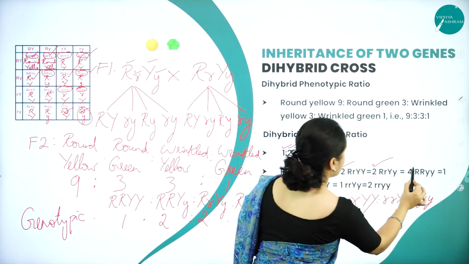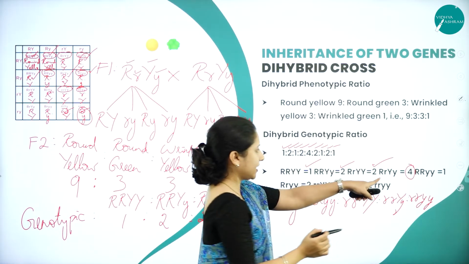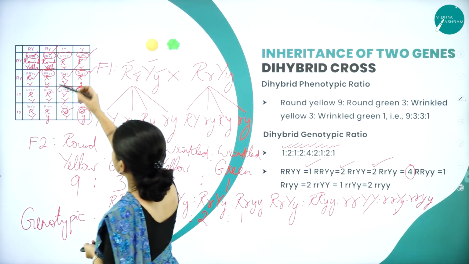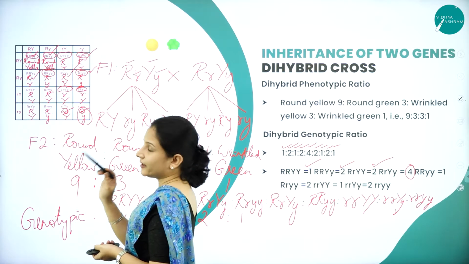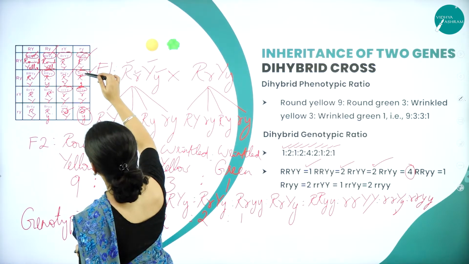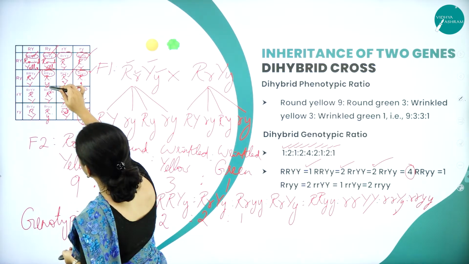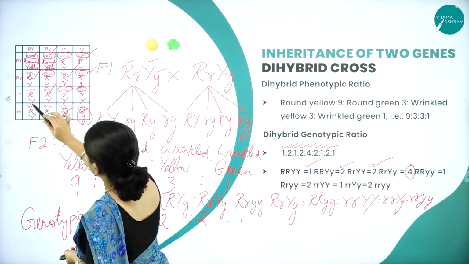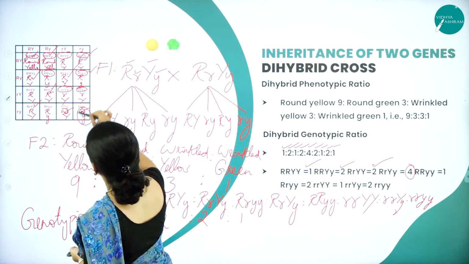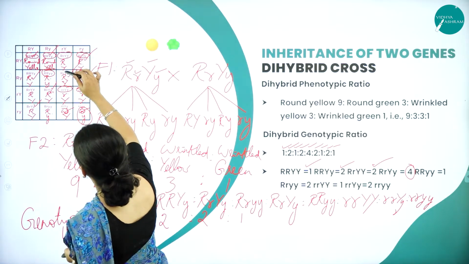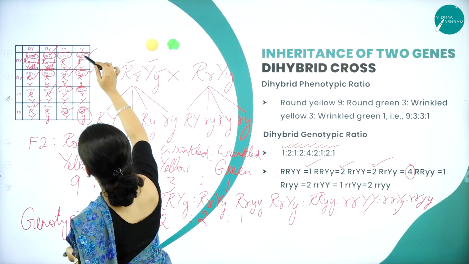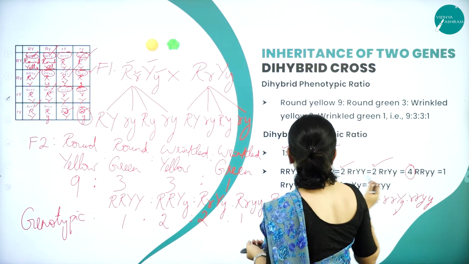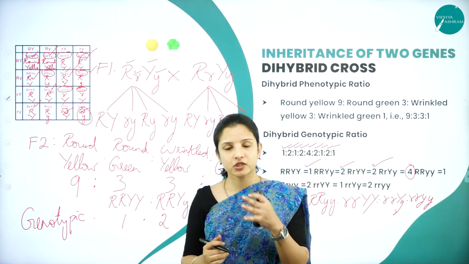So 4 means it is dominant R, recessive R, dominant Y, recessive Y. So we'll count here. How many are there? So we have here dominant R, recessive Y, 1. Dominant R, recessive Y, second one. And again dominant R, recessive Y, third one. Again dominant R, recessive Y, fourth one. So 4 are there. That is how the calculation is done for the genotypic ratio.